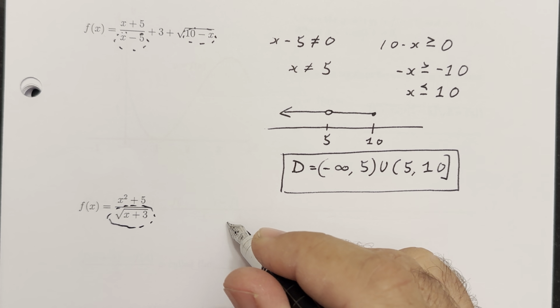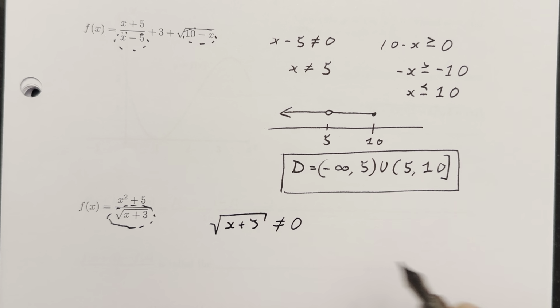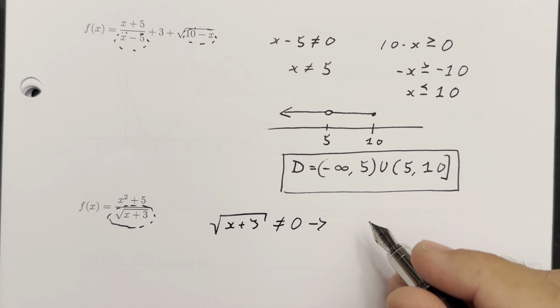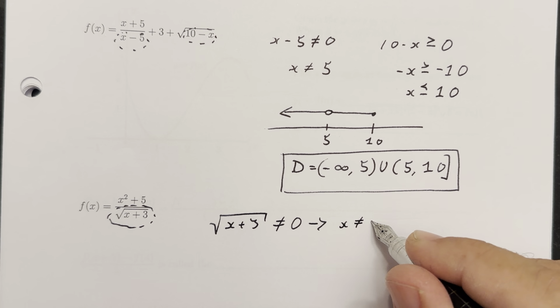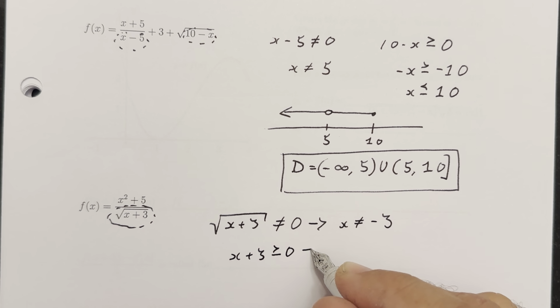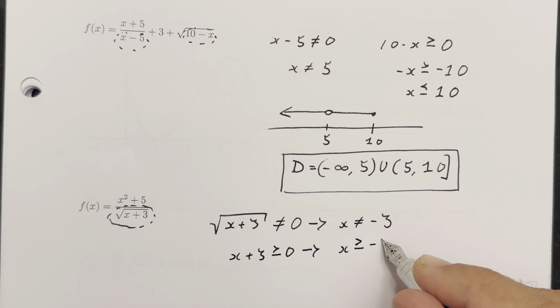x plus 3, or should I say the square root of x plus 3, cannot be 0, which would imply, you square both sides, that x cannot equal -3. Easy enough. But also note that x plus 3 is an argument for the square root. So x plus 3 must be equal to or greater than 0. And we solve that for x, and we find that x must be equal to or greater than -3.